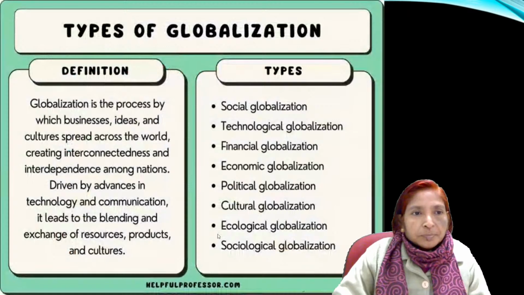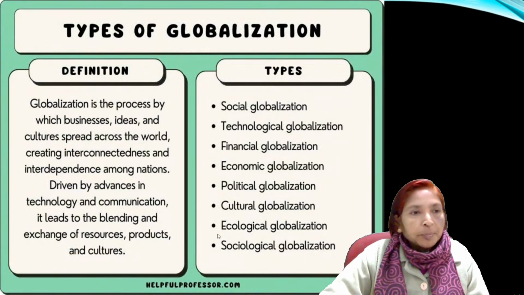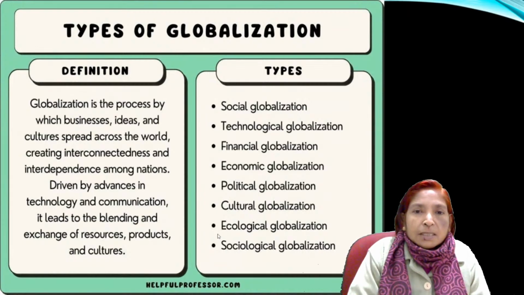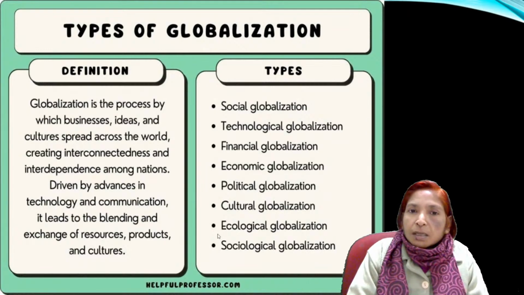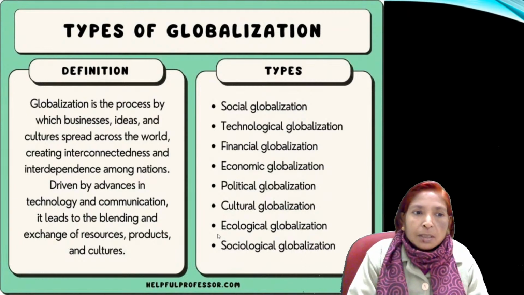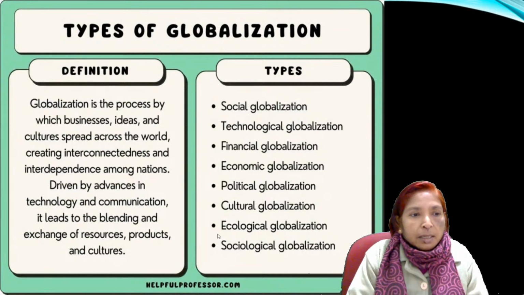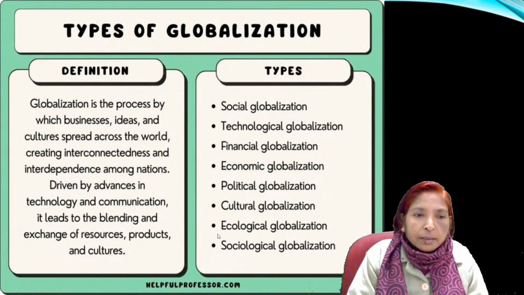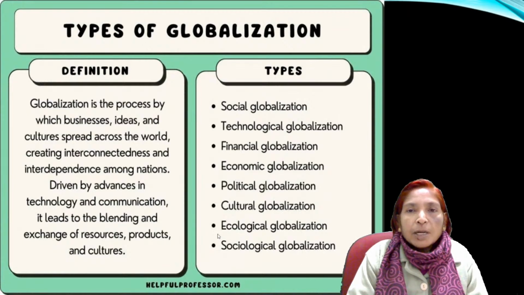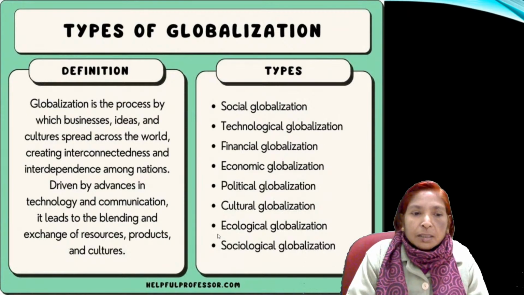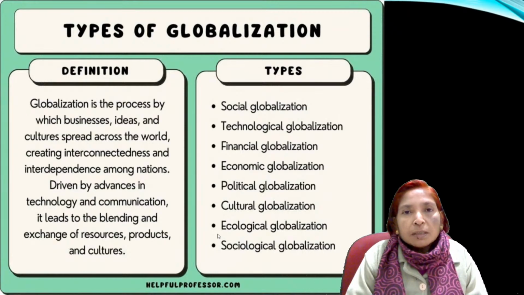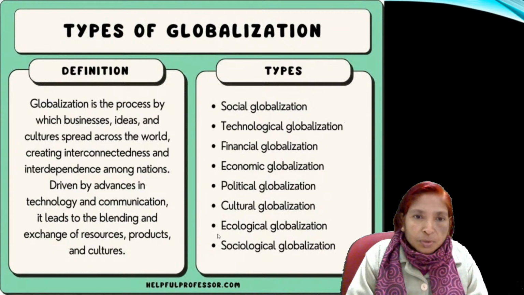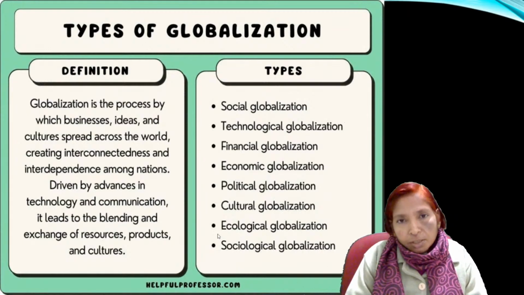Now next is types of globalization. How many types of globalization can we see all over the world? You know that globalization is the process by which businesses, ideas, and cultures spread across the world, creating interconnectedness and interdependence among nations, driven by advances in technology and communication. It leads to the blending and exchange of resources, products, and culture.